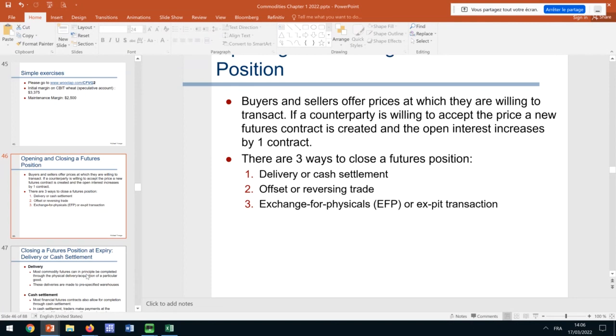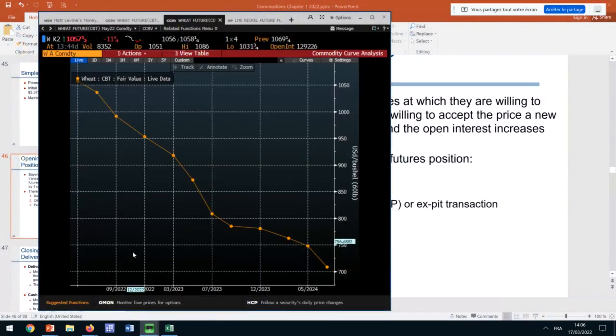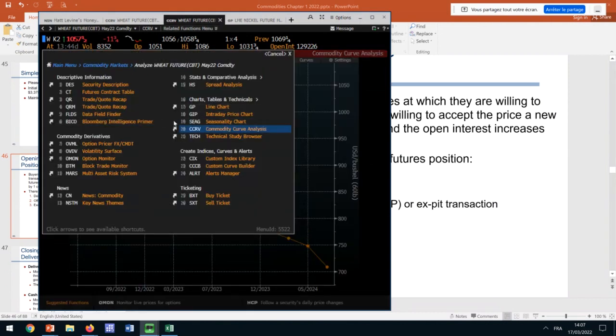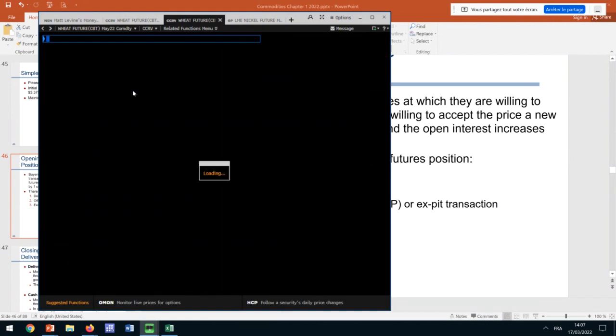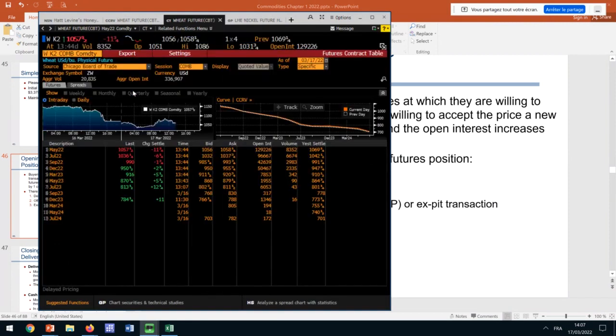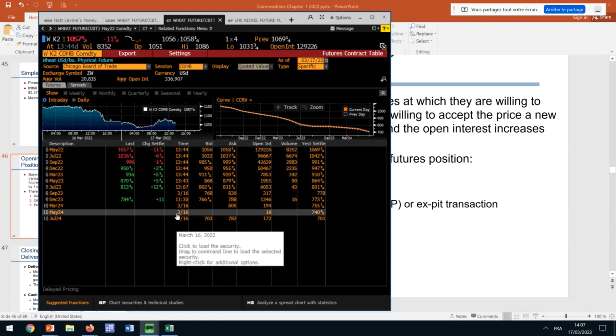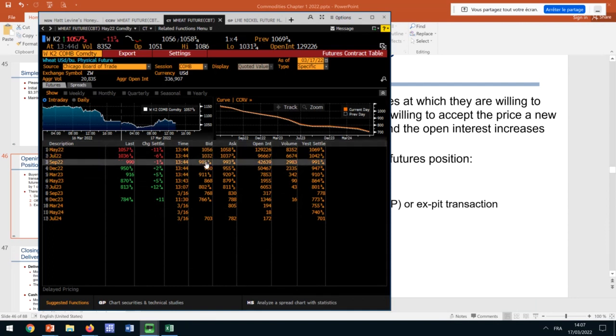Okay, so let's go to Bloomberg again to see this. If we go to the futures contract table, we have here the different contracts. Wheat, we are back in the wheat market. Okay. So we have May, July, September, December, and so on. For every one of these contracts, we have a bid and an ask.